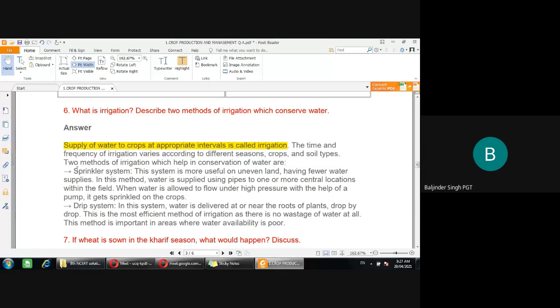Two methods of irrigation which help in conservation of water are: number 1, sprinkler system. In the sprinkler system, write only this much. In this method, water is supplied using pipes to one or more central locations within the field, and water is allowed to flow under high pressure with the help of a pump. It gets sprinkled on the crop. So like a fountain, the water spreads everywhere.